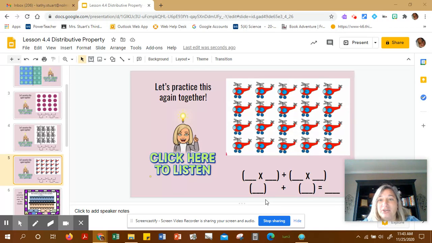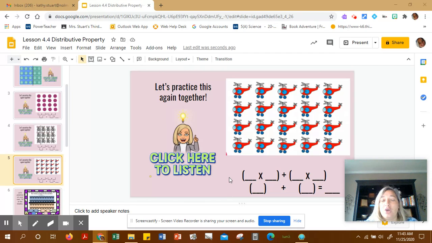So here we have an array, and these arrays are helicopters. Has anybody ever been on a helicopter before? Anyone been in one? I've been in a helicopter. Mrs. Stewart went on a little tour over the Grand Canyon in a helicopter. It was amazing. All righty. So if you've been on a helicopter, that's a story I would love to hear once we get back in person.